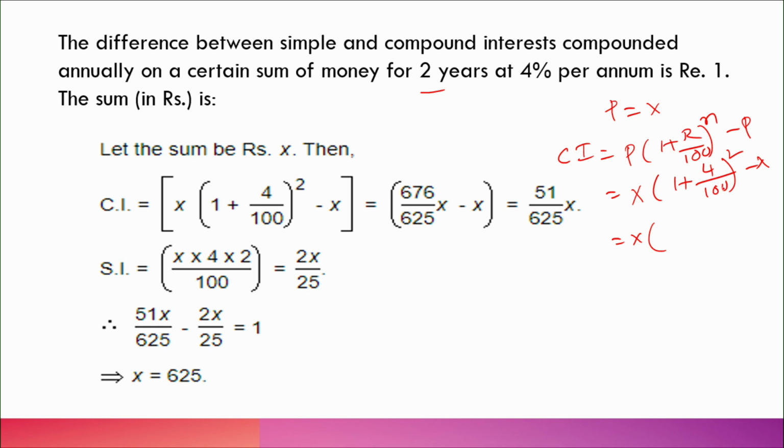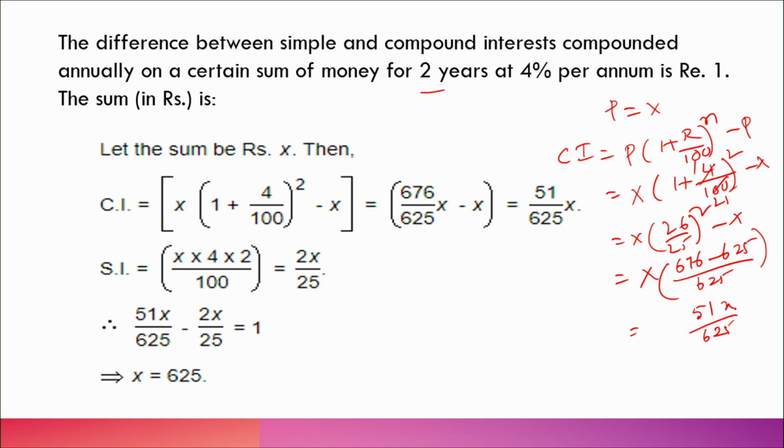So 104, 4 ones are 4, 25 ones are 25, plus 1, 26. So 26 by 25 whole square minus x, or you can say x times 26 squared, that is 676, minus 625, by 625. 676 minus 625, what is its value? Its value is 51x, 51x by 625, correct. This is the compound interest.